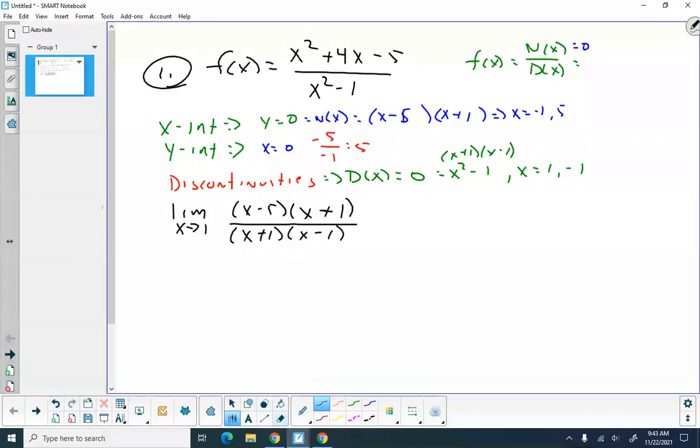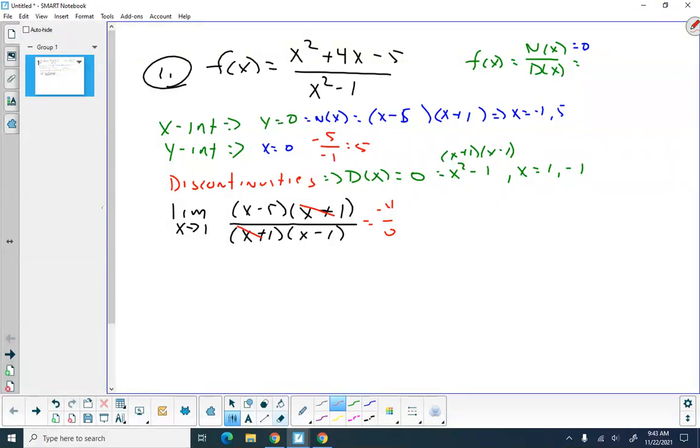Now, what I would suggest you do, because you've already factored to find your x-intercepts and your discontinuities, is write it in factored form. So we have the limit as x approaches 1 of x minus 5, x plus 1 over x plus 1, x minus 1. The x plus 1s go away. So we factor, we cancel, and we try to sub. And we're left with -4 over 0.